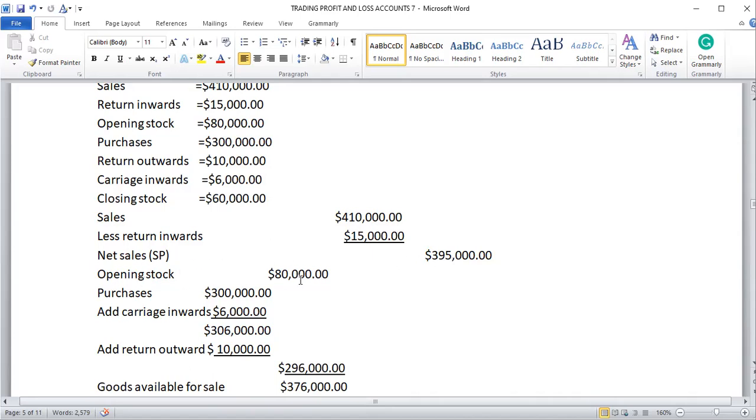Our opening stock $80,000. This one. We take our purchase $300,000, which is this one. We add our carriage in was $6,000, which is this one. In total, $300,000 plus $6,000, we get $306,000. Then we have to add our return was $10,000, which is this one. So in all, $306,000 added to $10,000. No, $306,000 deducted from $10,000.